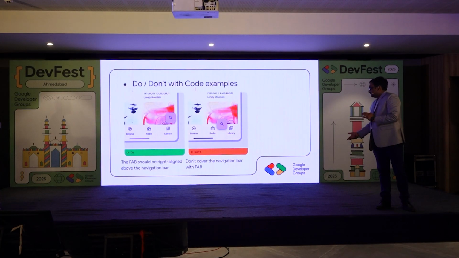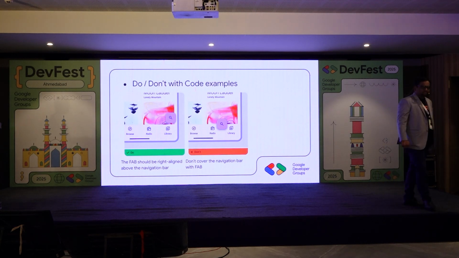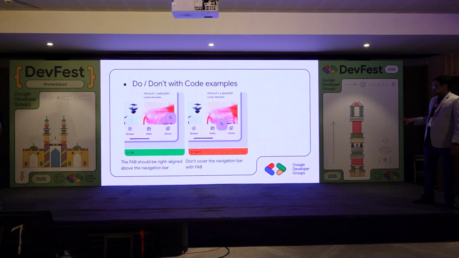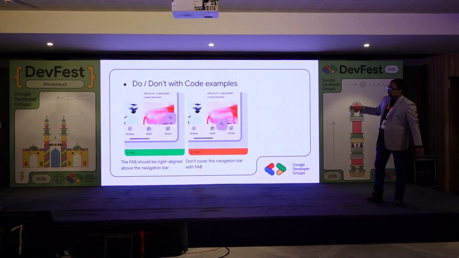Okay, next. This one as well. The floating action button should be on the bottom right. Okay, right aligned above the navigation bar.